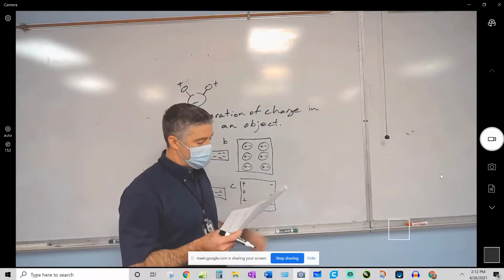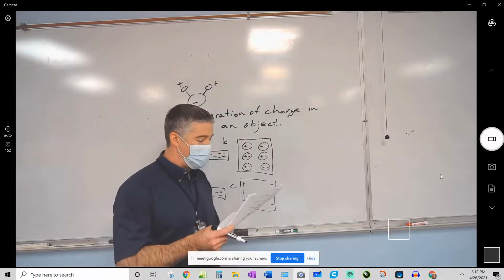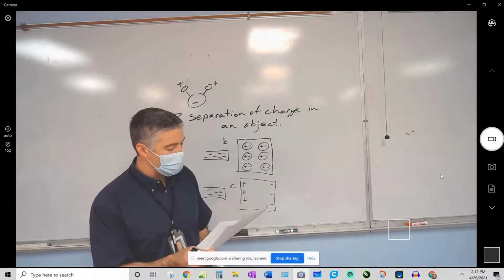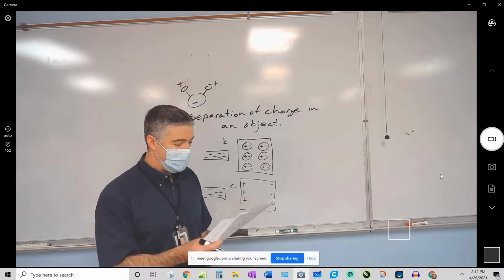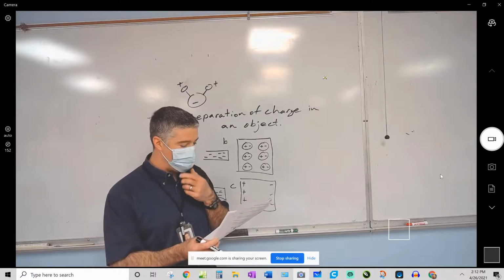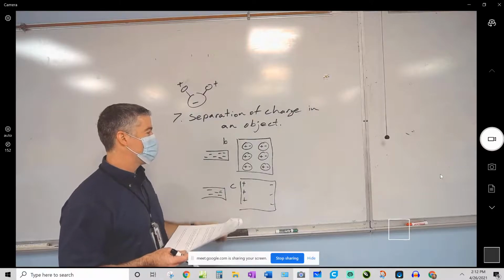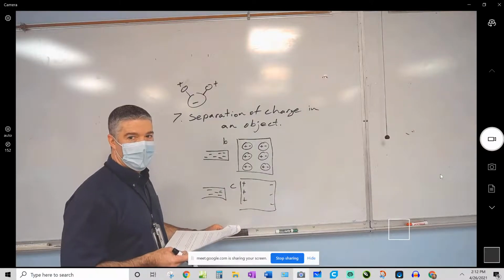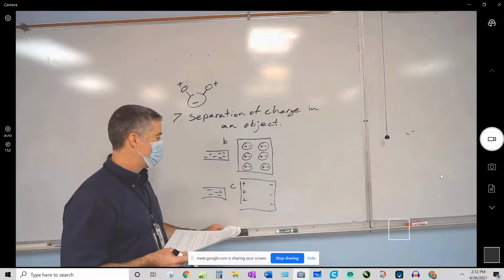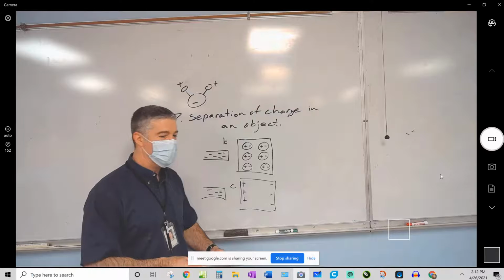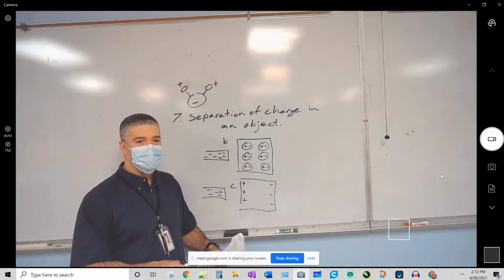Number 8 says, the diagram on the right shows polarization by negatively charged rods. A conductor is polarized in diagram blank, and an insulator is polarized in diagram blank. So one of these is a conductor, one is an insulator. Question is which is which? So raise your hand if you know which one. And it could be people from home. Which one is the conductor, which is the insulator?